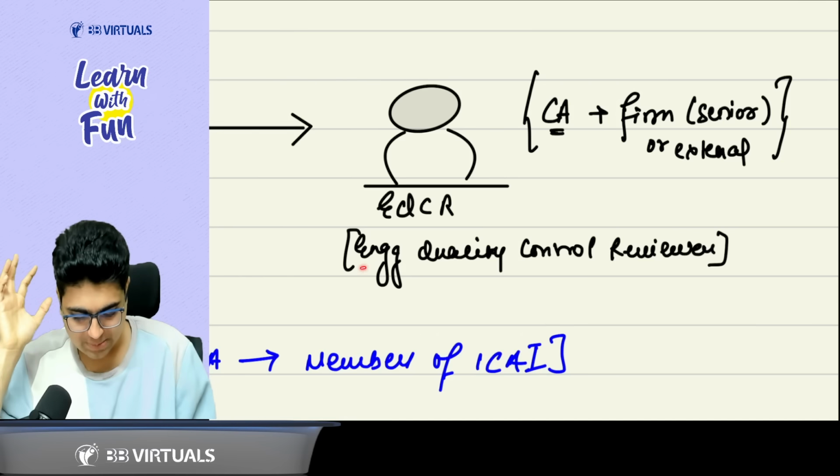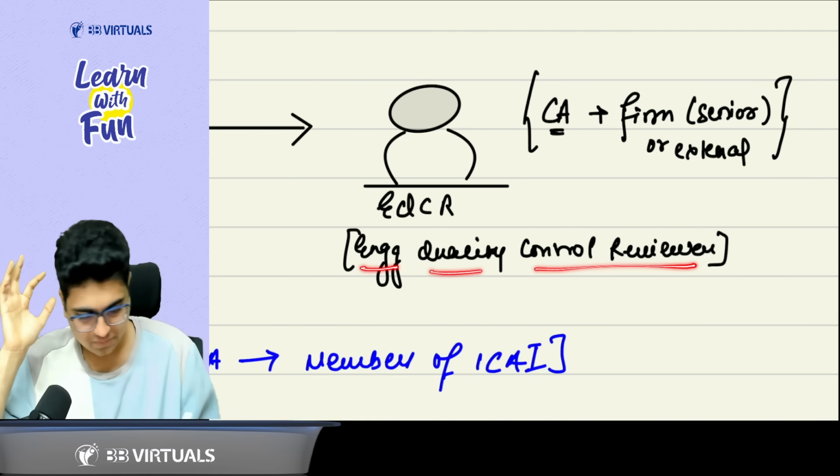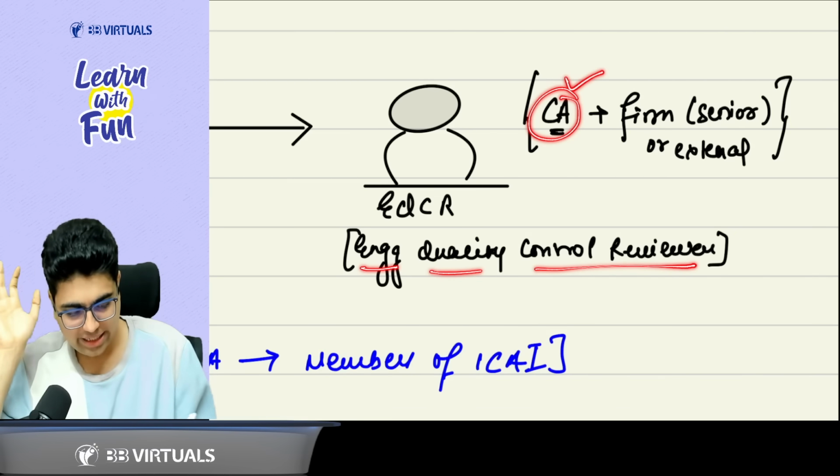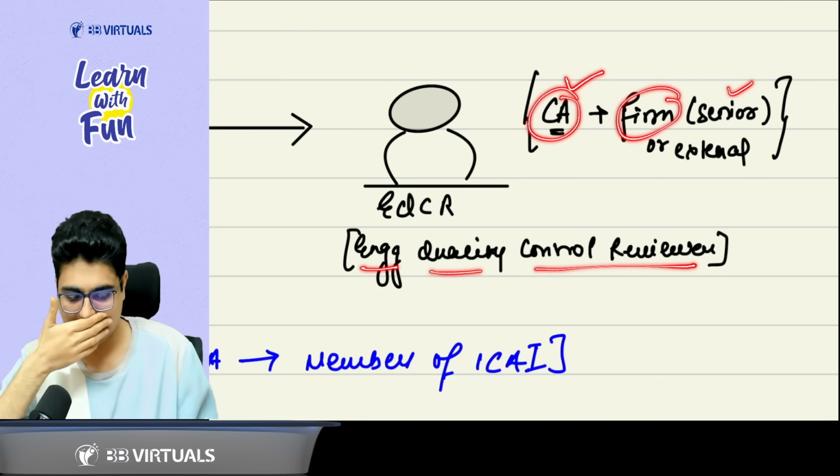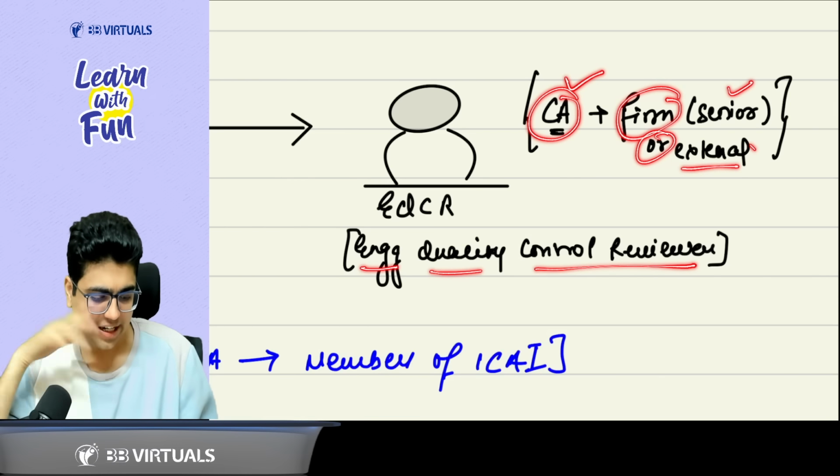So EQCR is basically engagement quality control review. Should be a chartered accountant. Again, he can be a firm person who is a senior, or can be a qualified external person.